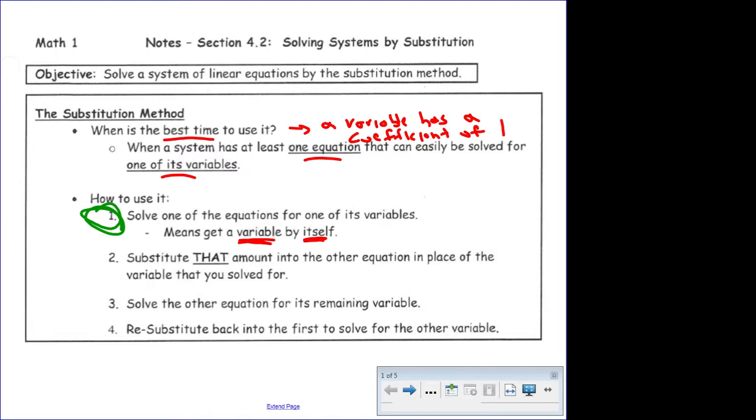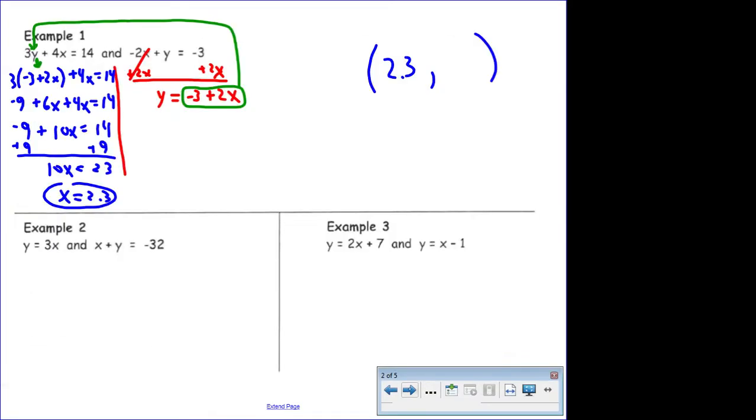Now, re-substitute back into the first equation to solve for the other variable. Well, now that I know x equals 2.3, I can go ahead and substitute it back into the other equation and get what y equals. y would equal negative 3 plus 2 times 2.3.